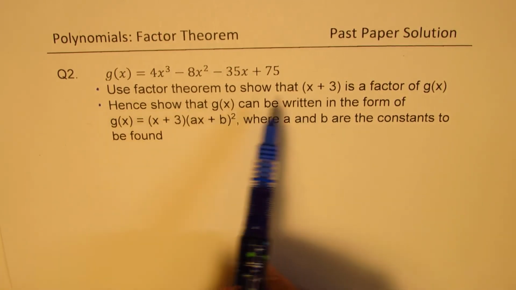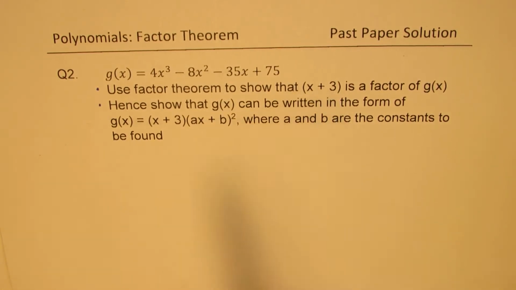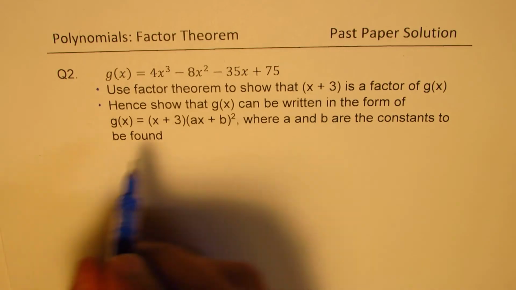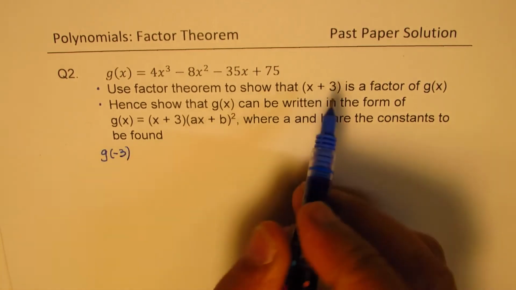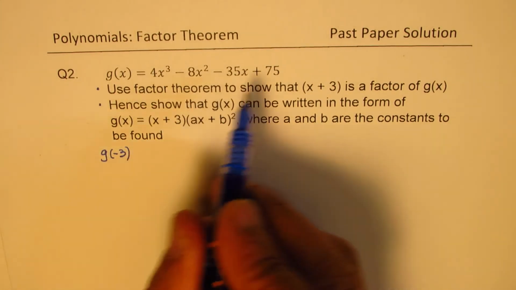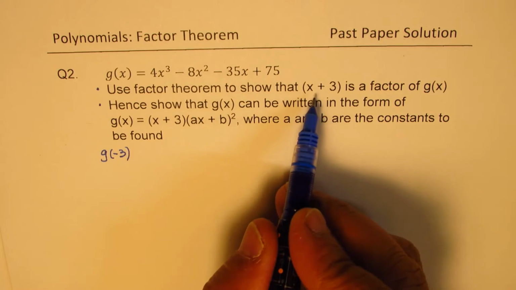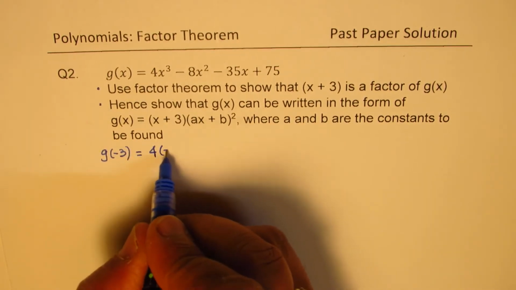So first part, we are already given that x plus 3 could be a factor. We just need to verify. That basically means that if I substitute minus 3, minus 3 makes this 0, right? So if I substitute minus 3 here, I should get 0. Only then is x plus 3 a factor. Clear? So let's substitute minus 3 here.